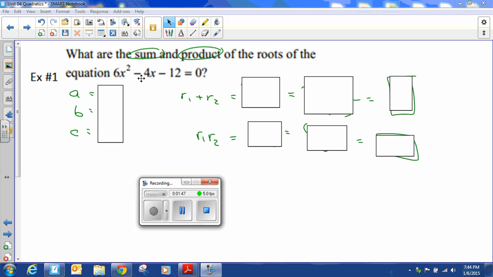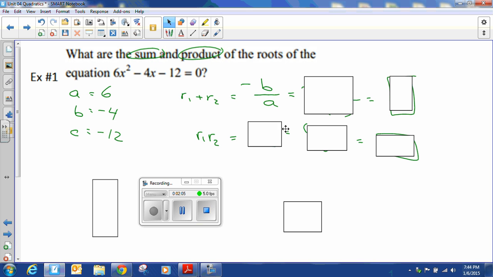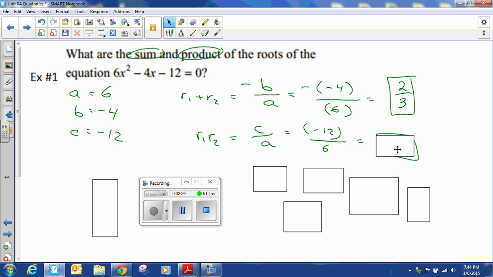What are the sum and product of the roots of the equation 6x squared minus 4x minus 12 equals 0? Well, the first thing I suggest is identify what the coefficients are. A equals 6, b equals negative 4, and c equals negative 12. So the sum of the roots is negative b over a. So we substitute in negative 4, and we end up with negative negative 4 over 6, which reduces to 2/3. So the sum of the roots equals 2/3. The product of the roots, R1 times R2, equals c over a. And c is negative 12 and a is 6. And negative 12 over 6 is negative 2.